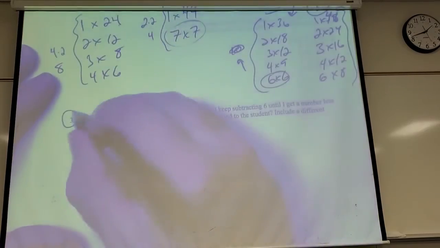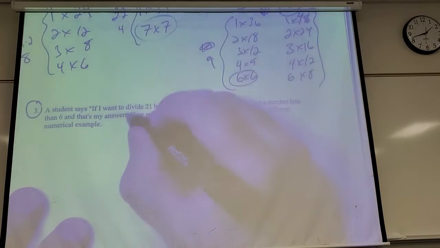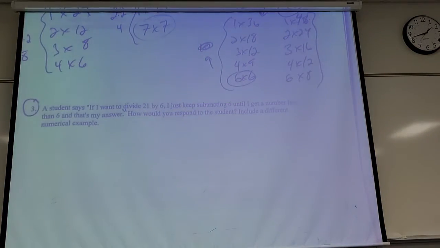And then, all right, this one might be a little strange. I don't know if you guys understood. Of course, there should be a closed quote there, but a student says, if I want to divide 21 by 6, I just keep subtracting 6. Do you understand that his method is not wrong necessarily? It's just the way he's interpreting where the answer comes from.